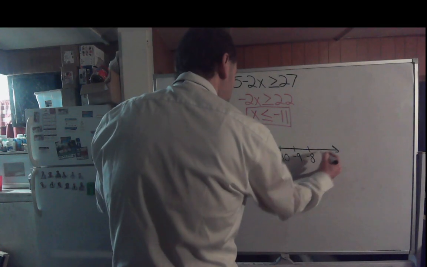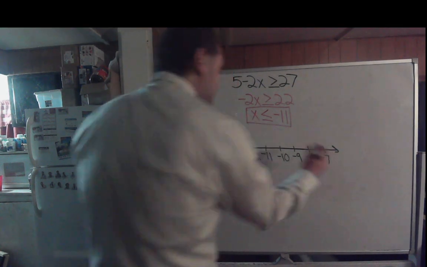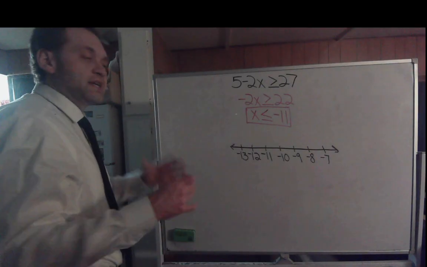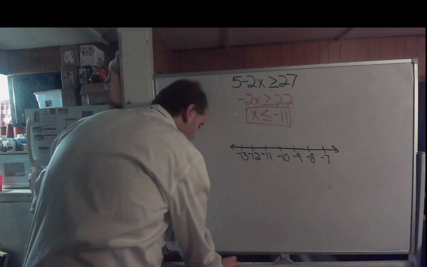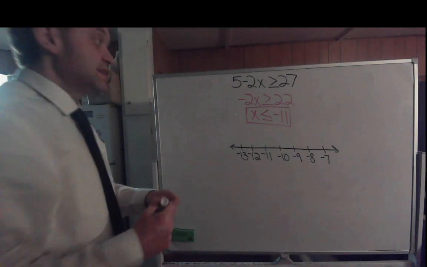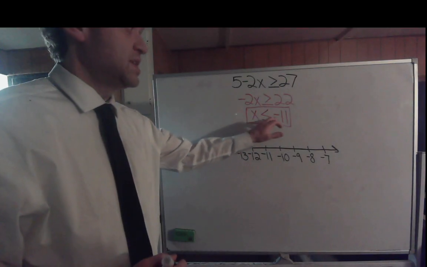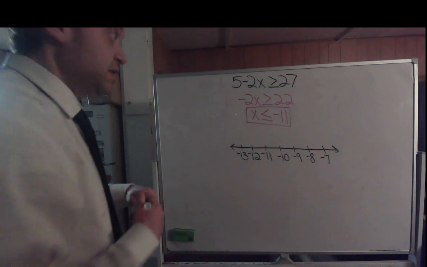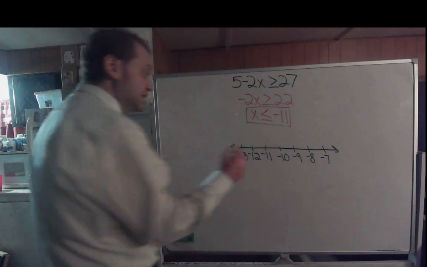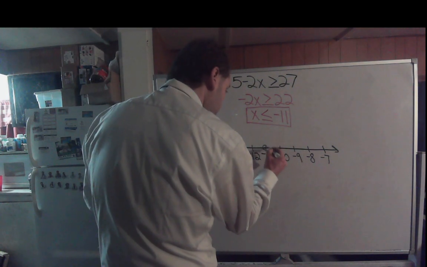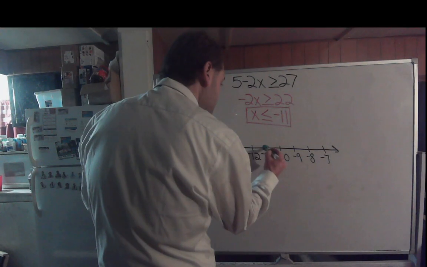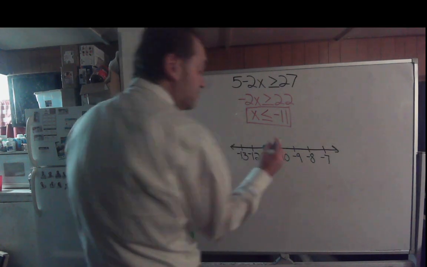You don't have to draw a lot of numbers, you just want to draw sufficient points on a number line to show what you're trying to illustrate. Now, since this is less than or equal to negative 11, meaning the solution itself includes negative 11, you're going to put a solid dot at negative 11. So that'll be a solid dot denoting that it includes negative 11.